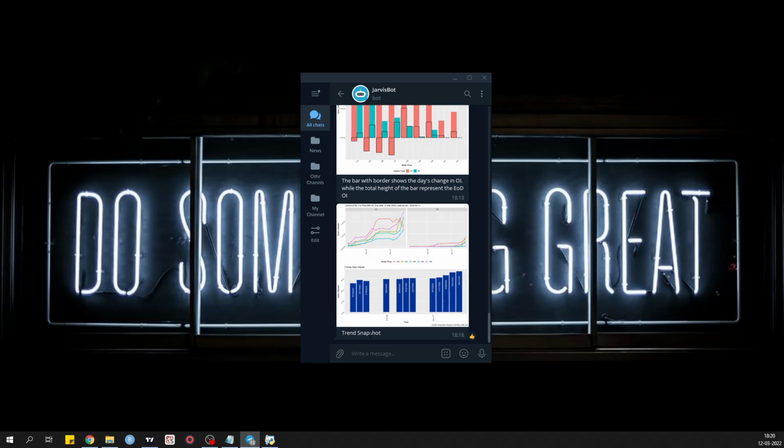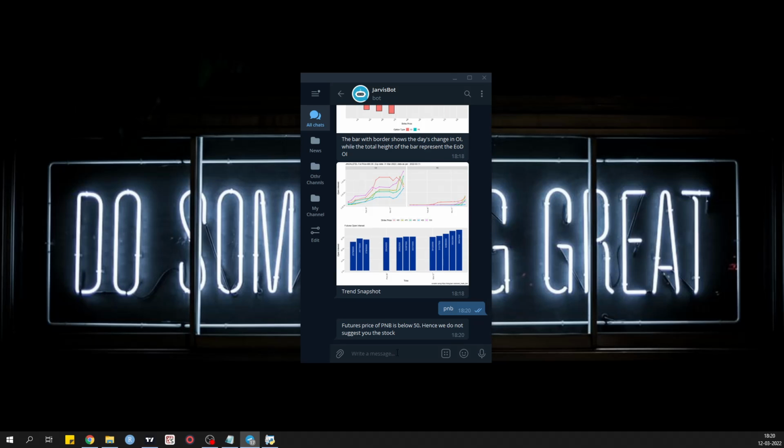So, guys, you can enter any stock, and for now stocks with a price of less than 50 rupees are not shown, because generally people don't trade stocks under 50 rupees, and it is not advisable to trade them either. If you enter any stock less than 50 rupees, it says the purchase price of PNB is below 50, hence we don't suggest the stock. It's just advice that you don't trade on that particular stock. Let the price come up, and let there be huge liquidity in the stock for you to trade.